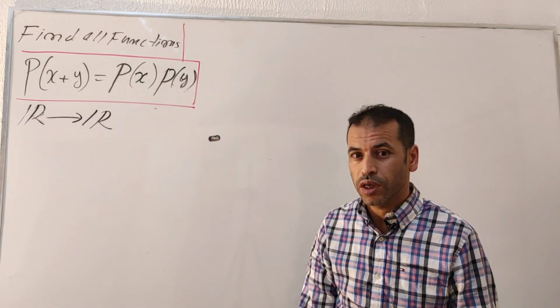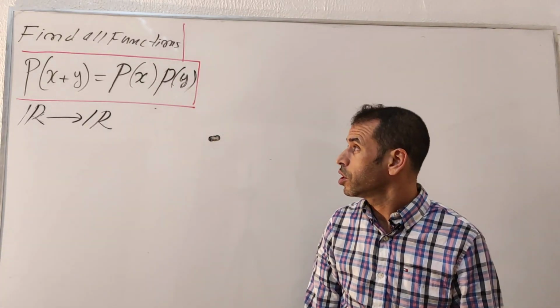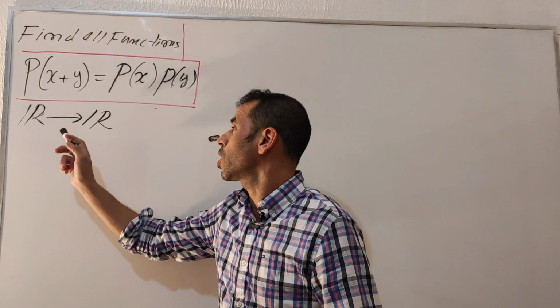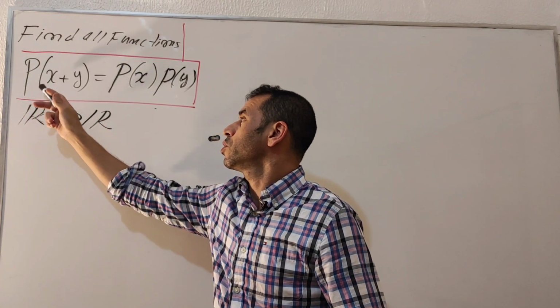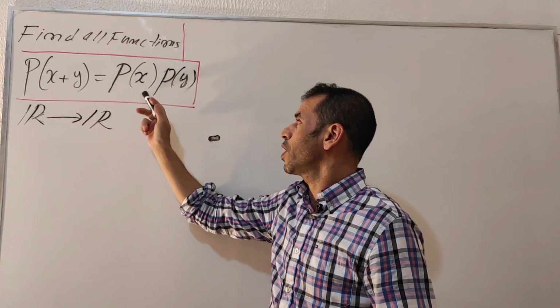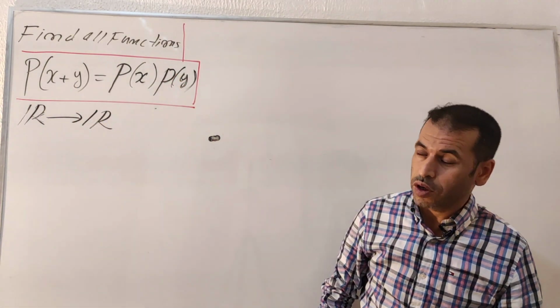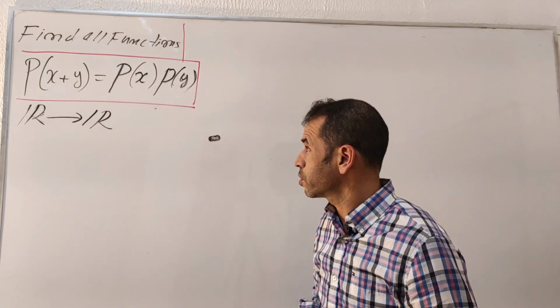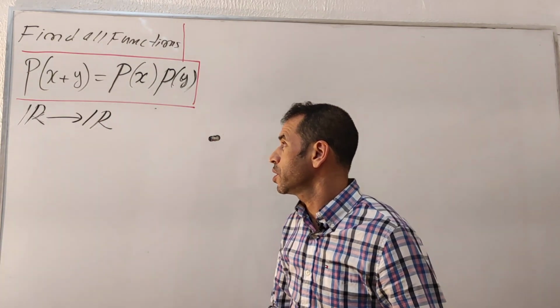In today's video, here is a nice problem regarding functional equation. Here is the following statement. We have this application from R to R. We have P of x plus y equals P of x multiplied by P of y. Indeed, this is one of the most useful problems given in the Math Olympiad.